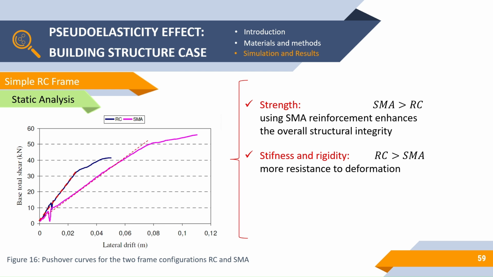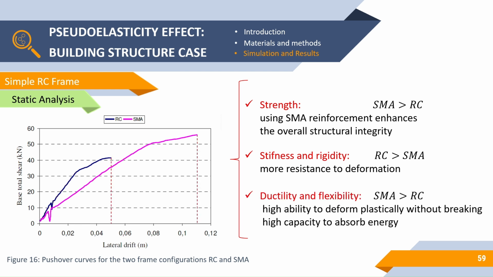In terms of stiffness and rigidity, the reinforced concrete variant is more rigid than the shape memory alloy variants, showing more resistance to deformation. Finally, in terms of ductility and flexibility, the ferrous-based shape memory alloy variant is more flexible than the reinforced concrete one, and it shows high ability to deform plastically without breaking, and also high capacity to absorb energy.